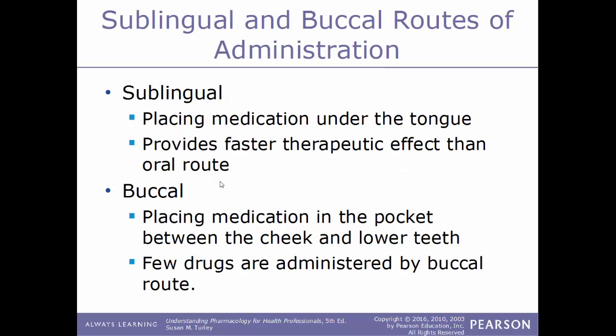All right, some other routes we'll talk about: sublingual and buccal routes of administration. Sublingual is where medication is placed underneath the tongue, and this provides a faster therapeutic effect compared to the oral route because it dissolves very quickly and enters the bloodstream right away. Buccal route of administration is where the medication is placed in the pocket between the cheek and the lower teeth, and this isn't all that common. There are only a few drugs that are administered by this route.